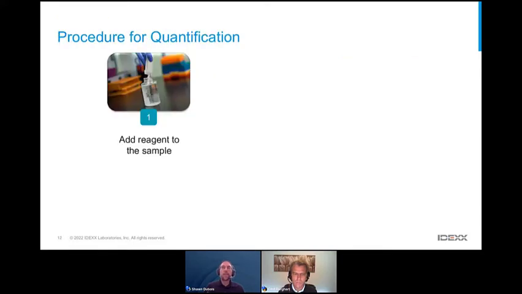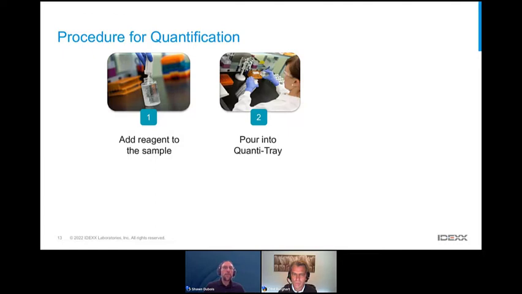So again, it's a very simple process to do quantification, a few more steps than presence-absence, but you still start off the same way where you take your sample, add your reagent to that sample, so Colilert, Colilert 18, or Colisure, mix to dissolve. That sample mixture will then get poured into the Quanti-Tray format of choice.